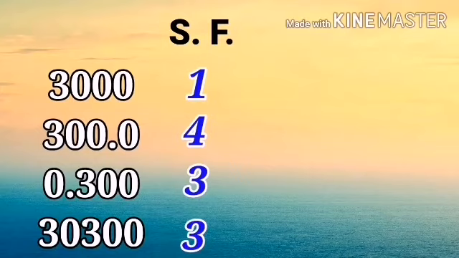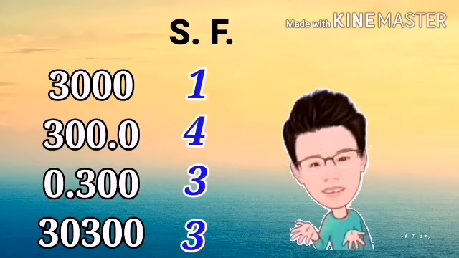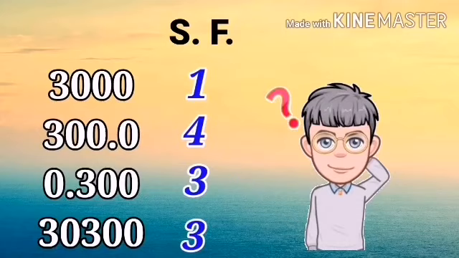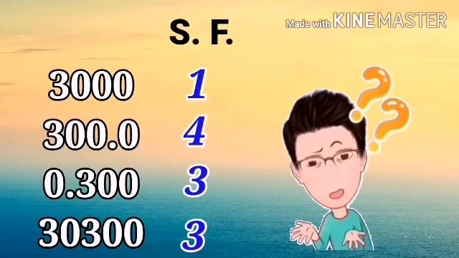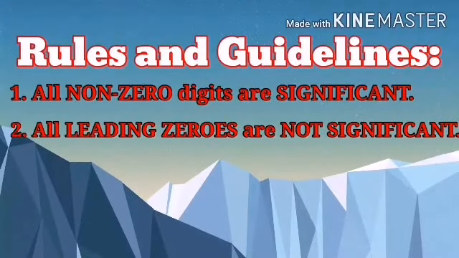Alam nyo ba kung bakit 1 lang ang significant figure ng 3,000, pero 4 sa 300? At ang 0.300 may tatlong significant figures na parehas lang din ng 30,300 na may 3 significant figures. Alam nyo ba kung bakit? Kung hindi, yan ang dapat ninyong matututunan ngayon. Kaya, stay tuned at makinig para maunawaan nyo kung paano mag-identify ng significant figures. Ibibigay ko sa inyo ngayon ang rules and guidelines.